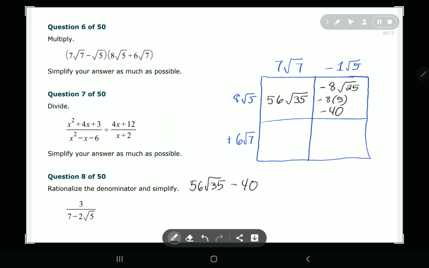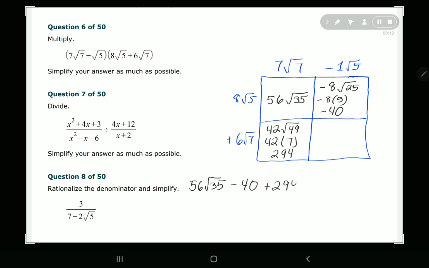Let's go down to the next box. On the outside, we have 6 times 7, which is 42. Make some more space here, by the way. Square root of 7 times square root of 7 is square root of 49. The square root of 49 is 7, because 49 is a perfect square. So we have 42 times 7, which is 294. So now it's going to be plus 294.